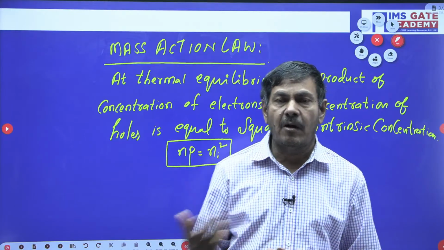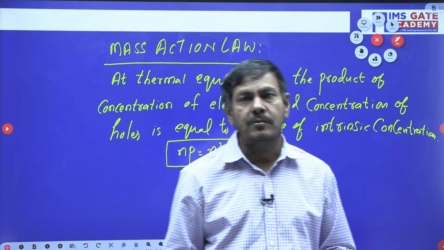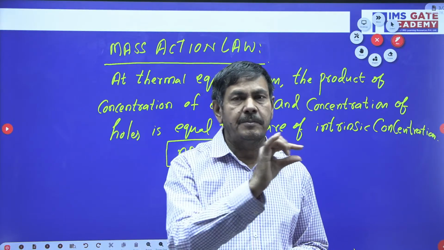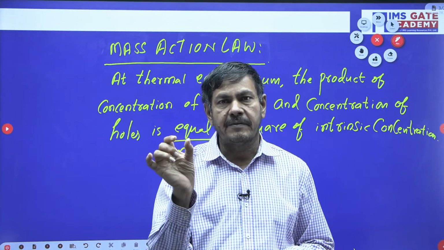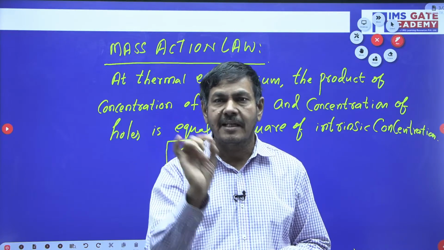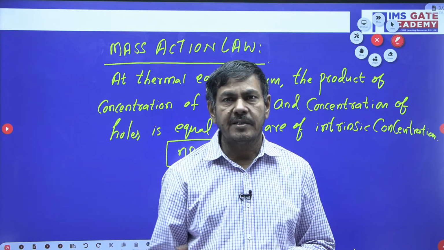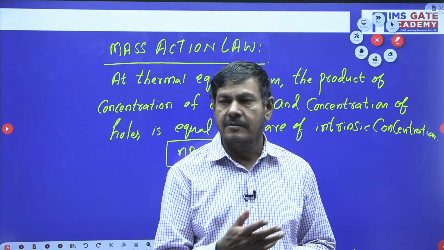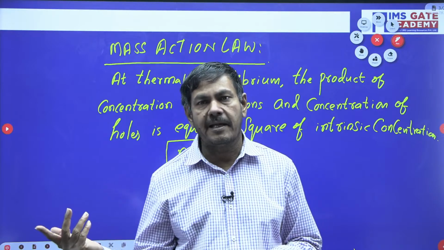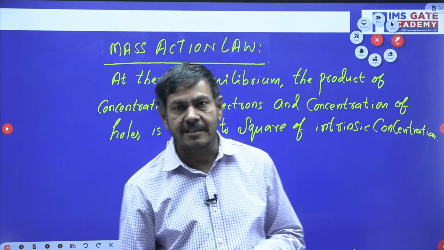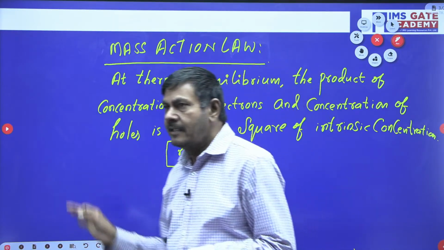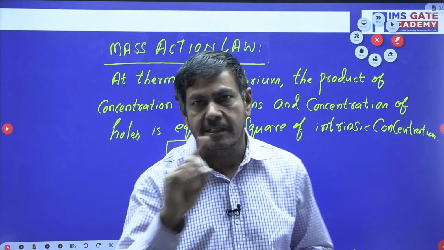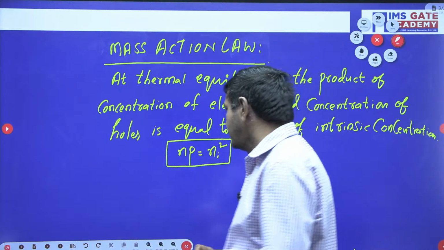Sir, but how to get that Ni value? From the manual. In the manual, the type of the material and the temperature will be given, and corresponding to that, the Ni value will be given. So Ni at 300 Kelvin is given for germanium. From the table in the manual you can get the intrinsic concentration. What you should understand is that Ni depends upon the temperature and type of the material. That is more important.